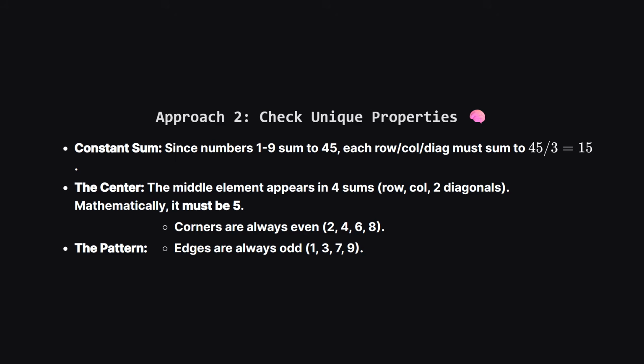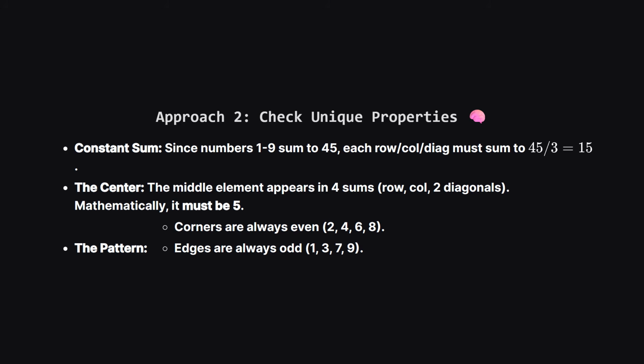Now for the second method, which the editorial calls check unique properties. This one uses a really neat mathematical trick. Because the numbers 1 through 9 add up to 45, and there are 3 rows, each row must sum to 15. If you crunch the numbers, it turns out the center square participates in the most sums, and for everything to balance out to 15, the center number absolutely must be 5.